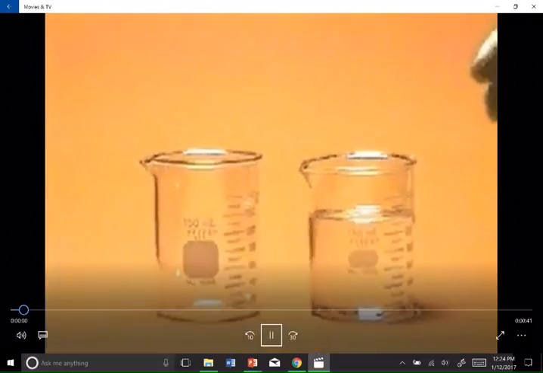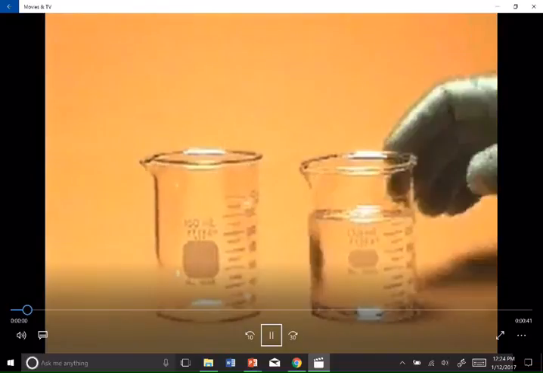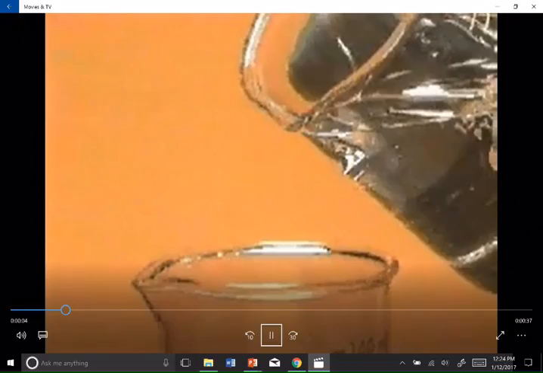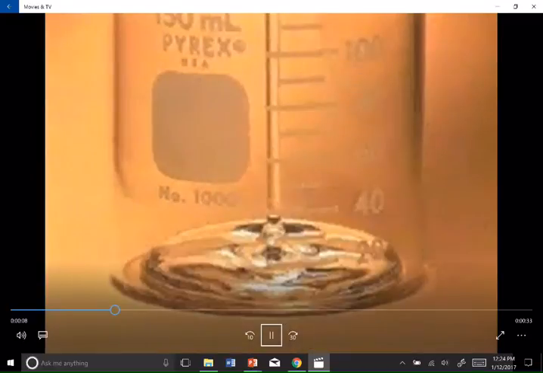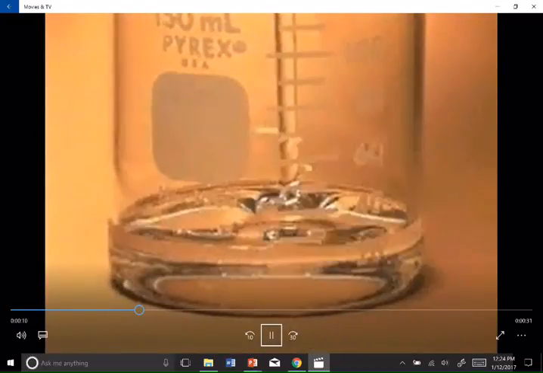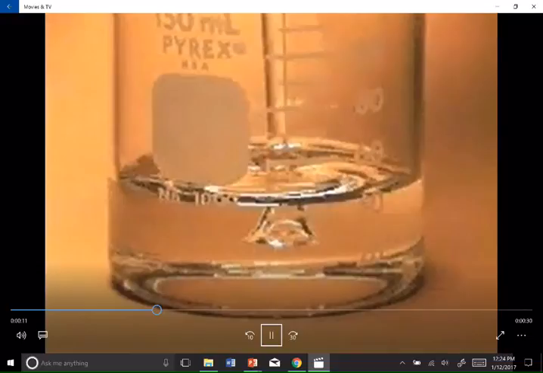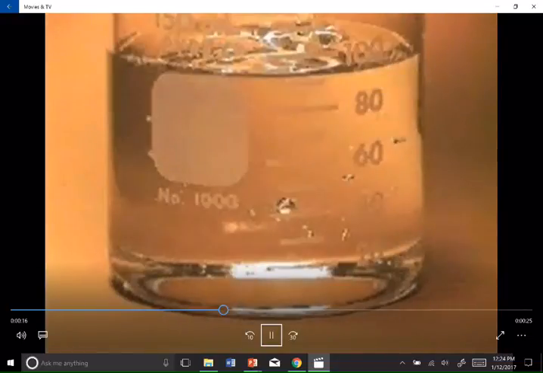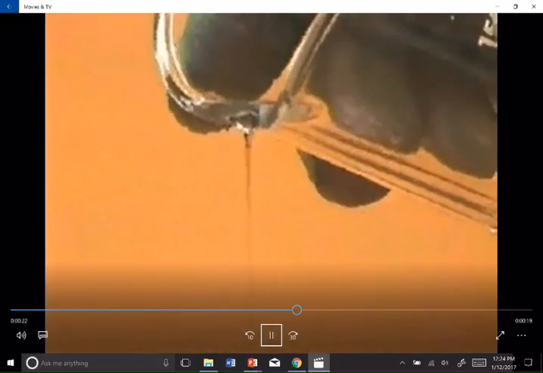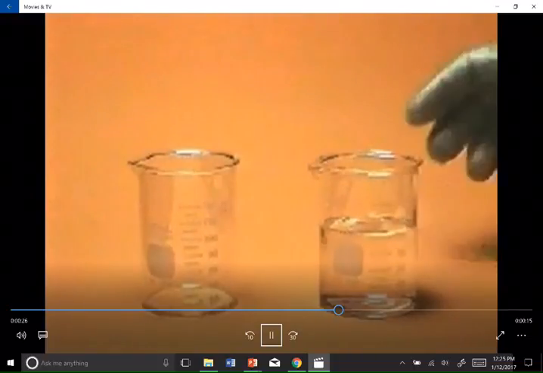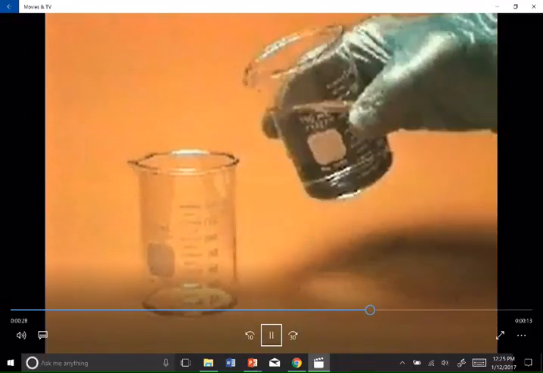The viscosity of a liquid depends on the strength of its intermolecular forces. Glycerol has relatively strong intermolecular forces and is rather viscous. Its resistance to flow is high. Ethanol, by contrast, has weaker intermolecular forces. It flows easily and has low viscosity.